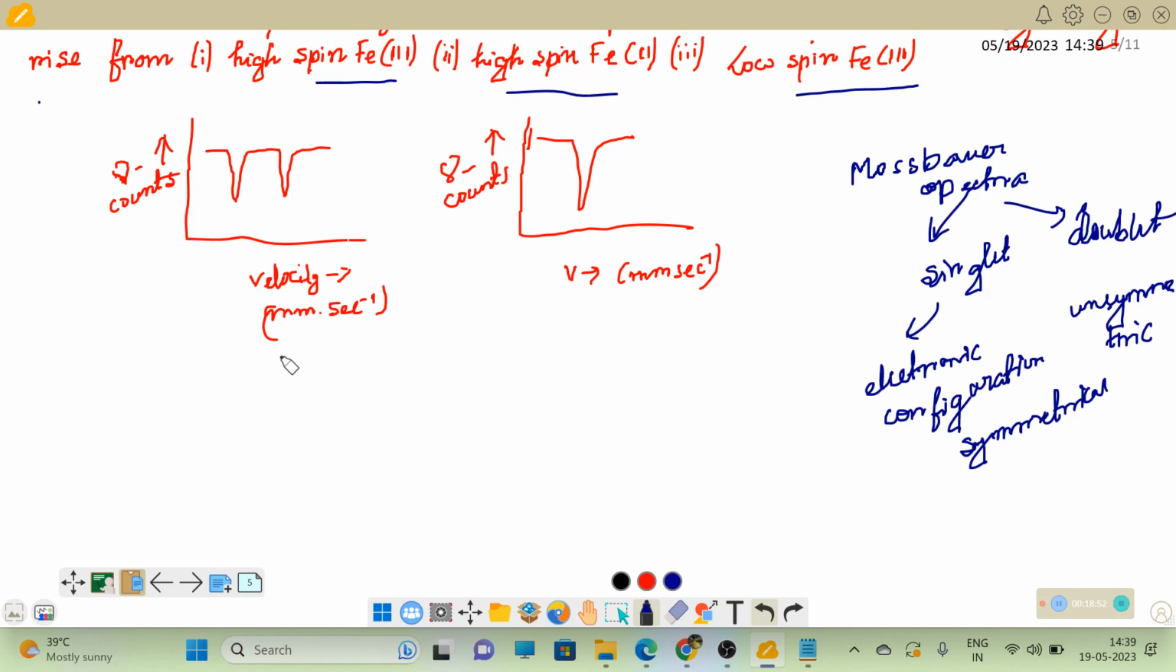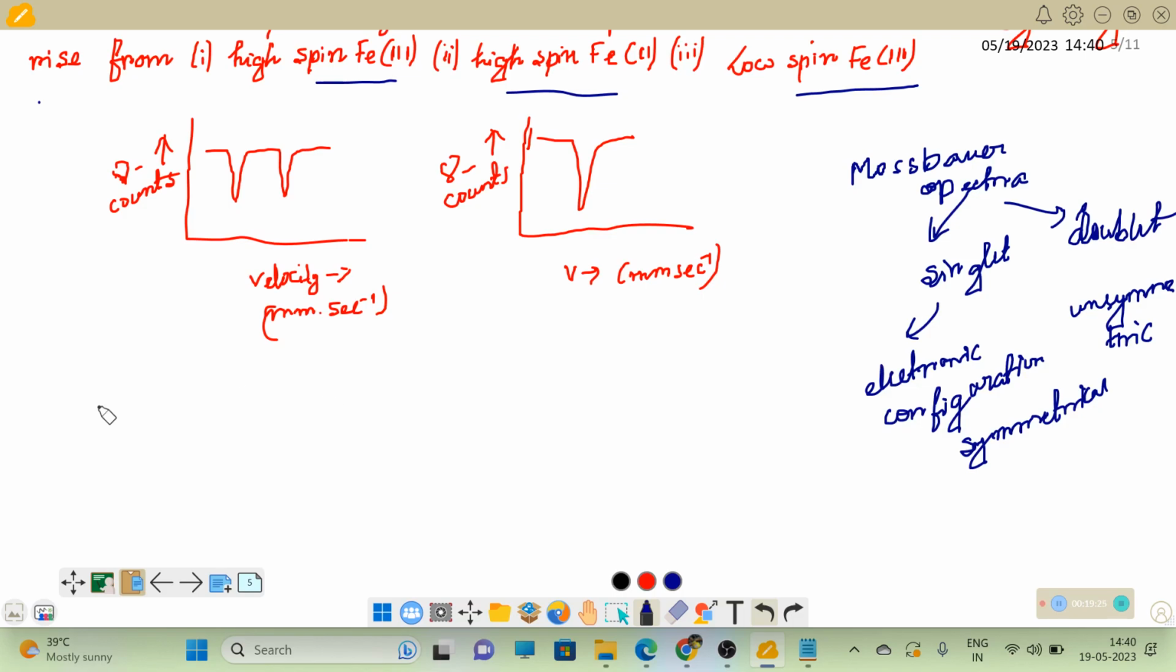So if the electronic configuration is unsymmetrical, then it will show a doublet, and if it is symmetrical, it will show a singlet. I'll make a separate detailed video for Mossbauer spectroscopy. It does not depend only on the electronic configuration, it depends on other things as well. I will make some slides and show you how it is detected and all about Mossbauer spectra.